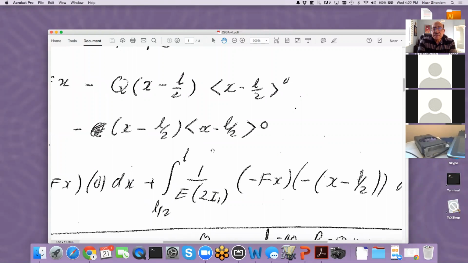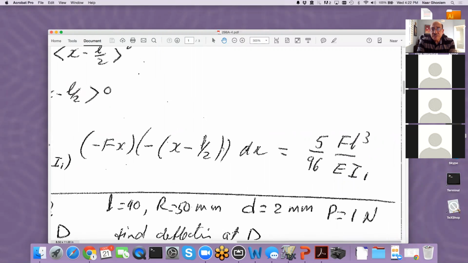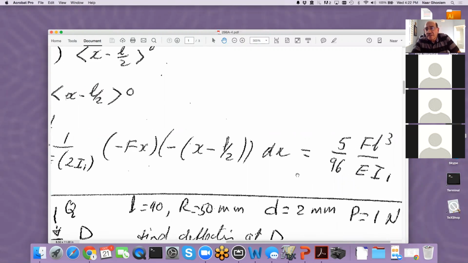So this is the derivative with respect to the force Q. And doing this integration, we get 5 over 96 FL cubed over EI. So this is my example here that I wanted to complete, and I wanted to see if any of you guys have any questions.